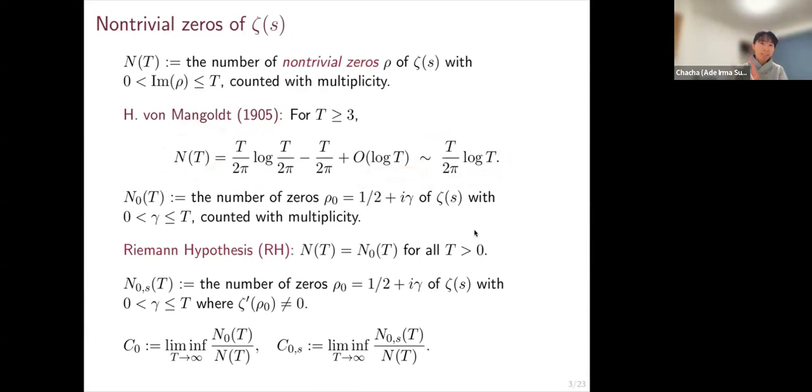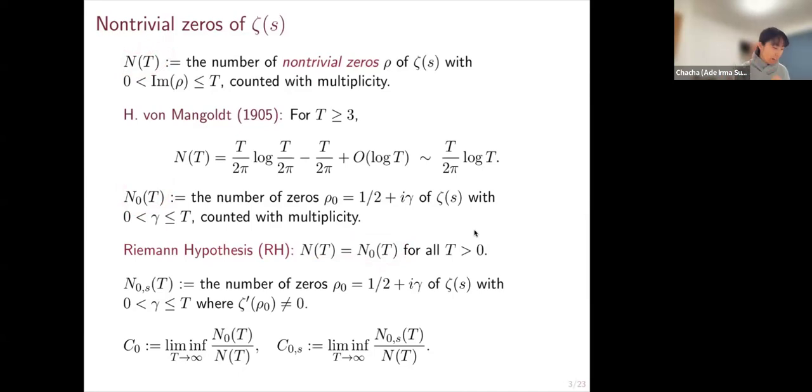So of course, we hope that all of them are on the half line. Anyway, now, if we count only those zeros exactly on the half line, then we denote that by N naught. Now, the Riemann hypothesis, as I said, says that they are the same thing. So if N(t) and N naught(t) match for all t, then the Riemann hypothesis is true, and vice versa. This is just a definition.